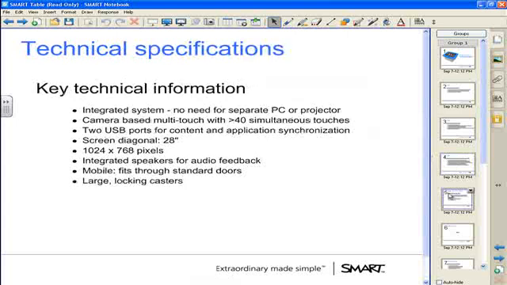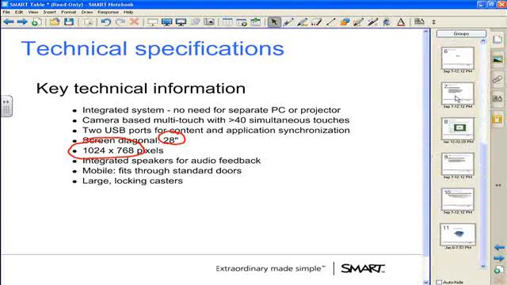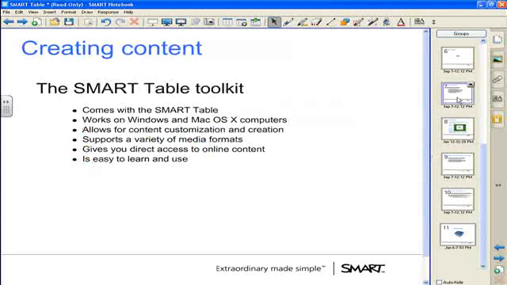The important thing to know with regards to designing the content packs is the screen diagonal. The final projected image is 28 inches on the diagonal, and the native resolution is 1024 by 768. This is going to be very important as you start to create content for the table, such as background images and things like that.